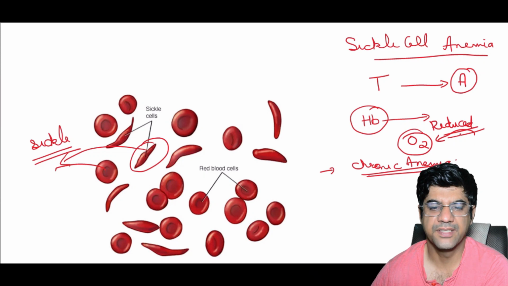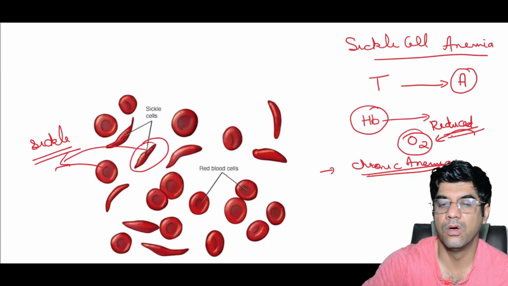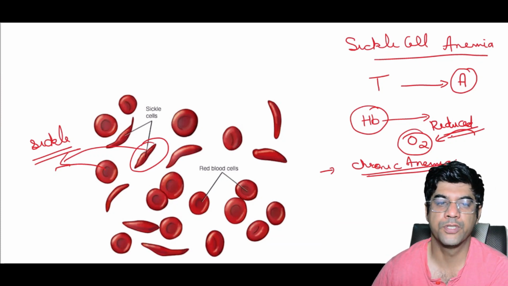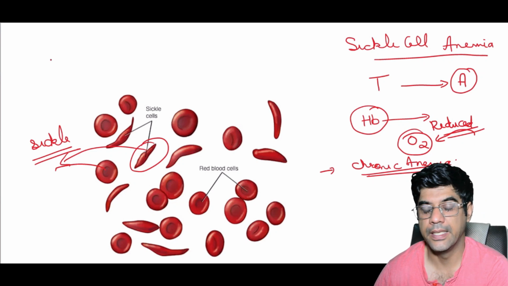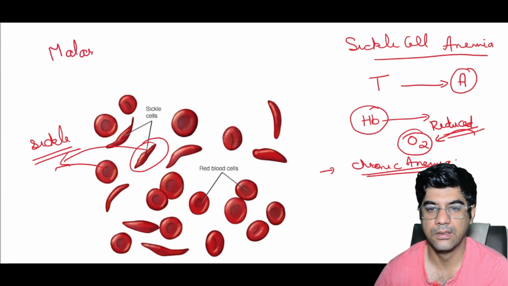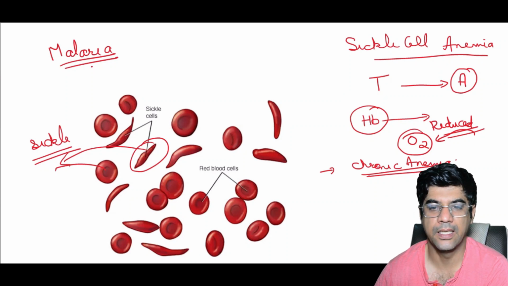Now the gene for sickle cell anemia is most commonly found in people whose ancestors came from places where malaria is most common. That you have to remember for your entrance exam, like parts of Africa, Mediterranean and Asia. Having one copy of the sickle cell gene can protect against malaria, which is why the gene has stayed in these populations over time.